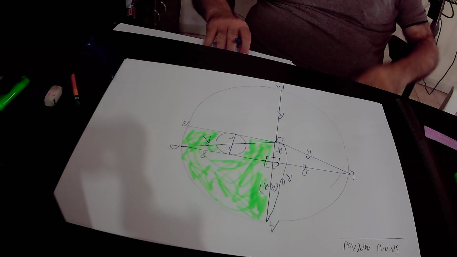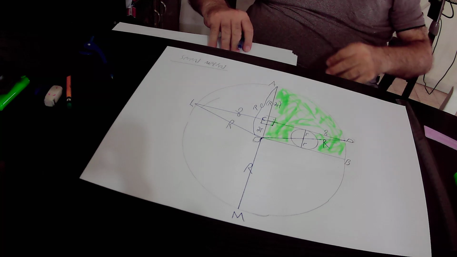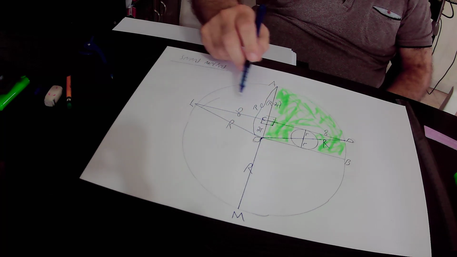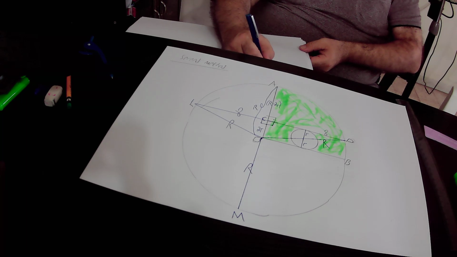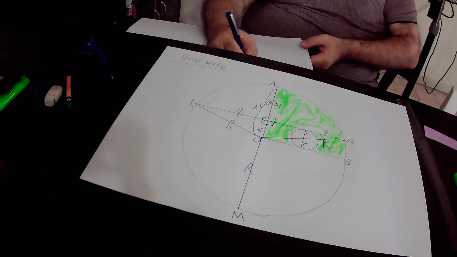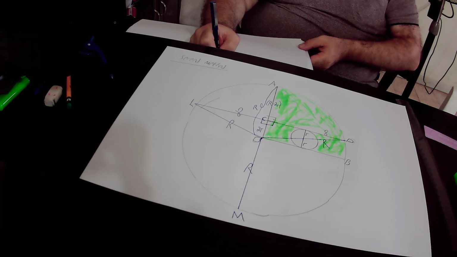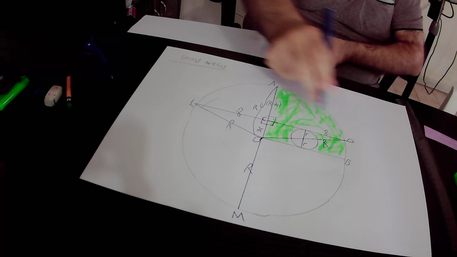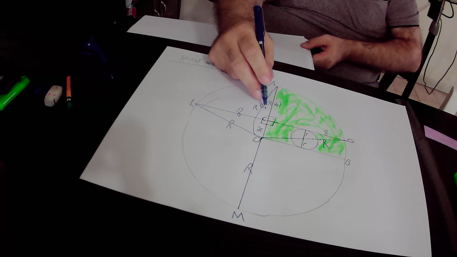In our drawing, we have chord AM. Chord AM intersects with chord LD at point C. Repeating again: chord AM intersects with chord LD at point C. The intersection point is at point C.